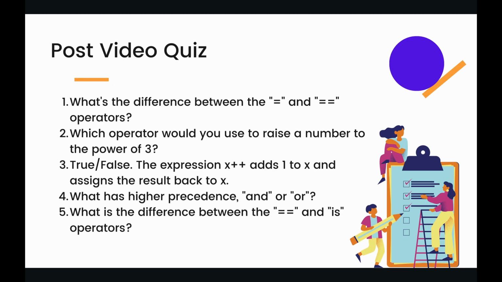So question number 1, what's the difference between the single equal sign and double equal sign operators? Question 2, which operator would you use to raise a number to the power of 3? Question 3, true or false? The expression x plus plus adds 1 to x and assigns the result back to x. Question 4, what has higher precedence, and or or? Question 5, what is the difference between the double equal sign and is operators?